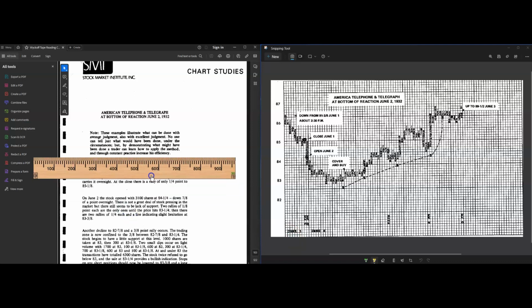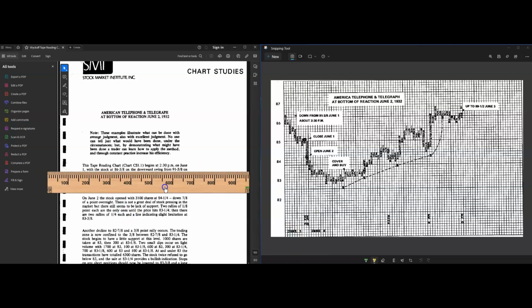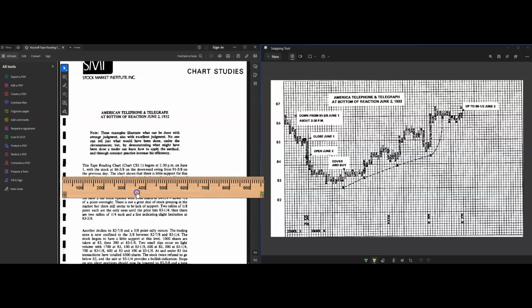So anyway, let's get to it. This tape reading chart begins at 2:30 p.m. on June 1st, with the stock at 86.30 and 3/8 on a downward swing from the previous day. All right, so this is here, all right? It's right here, and it's going down. And he took a short position. He kept the overnight short, and it's going.